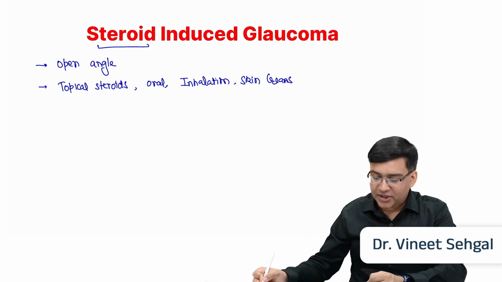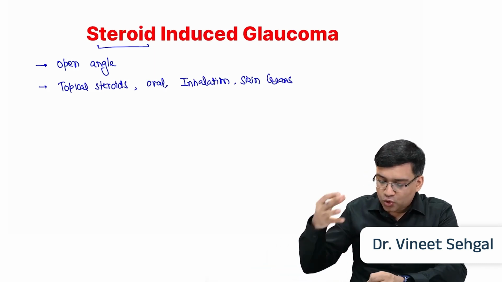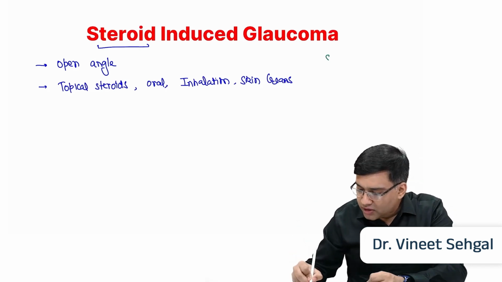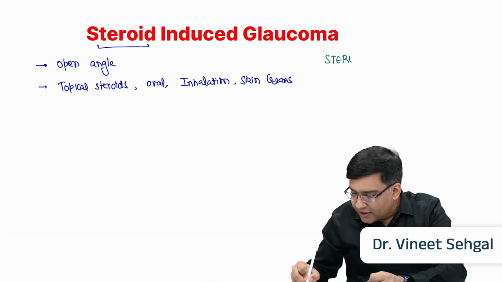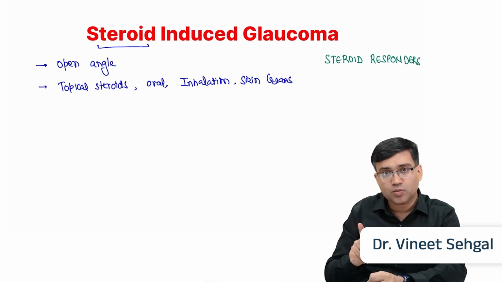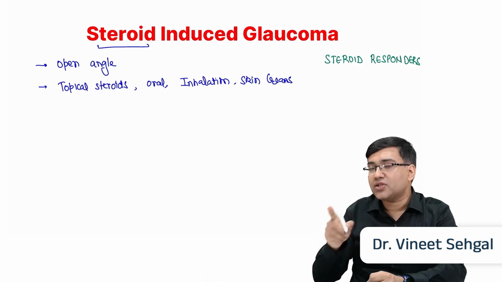increased intraocular pressure. So when the patient who is using steroid gets increased intraocular pressure, this condition is called steroid response, or I would say these patients are steroid responders. Now every patient is not a steroid responder. Some patients can be steroid responders.